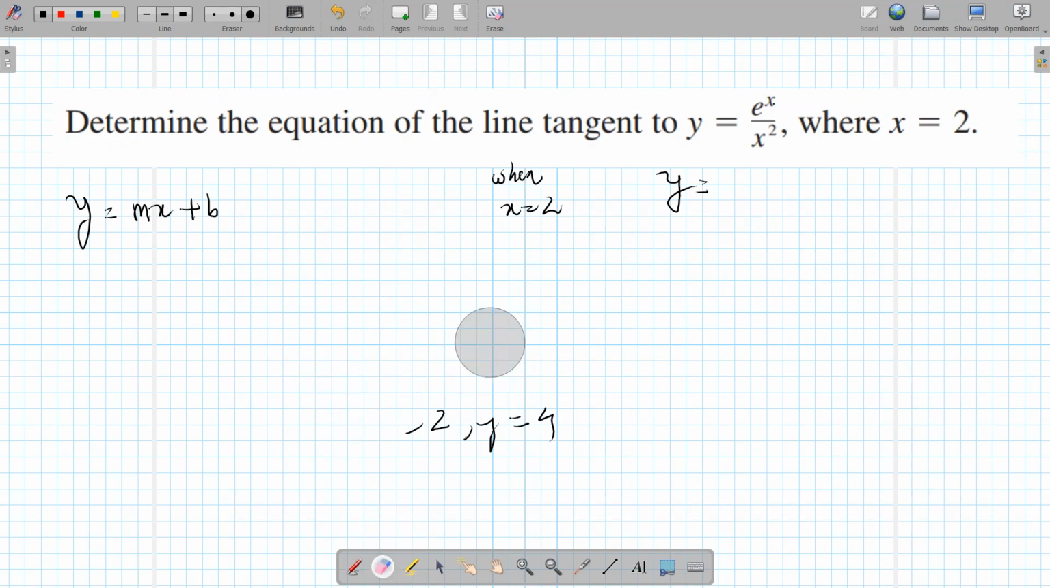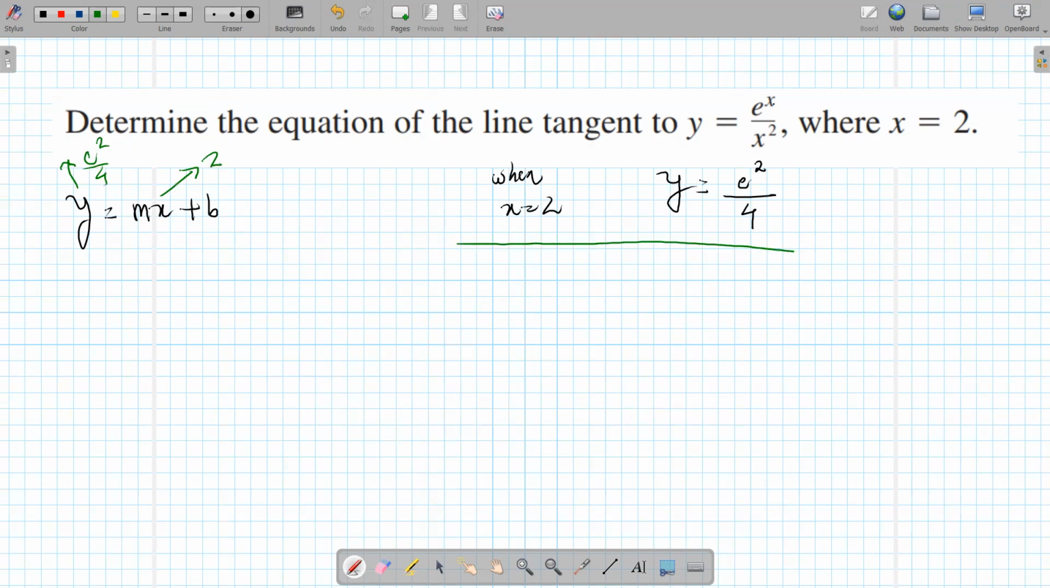When x is 2, what's the y value? It'll be e squared over 2 squared, so 4. There you go. We have the x value that's given, it's 2. We have the y value, we found it just now, it's e squared over 4. But we don't have m and we don't have b.